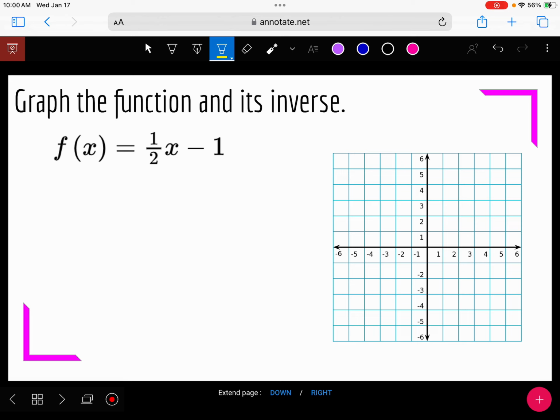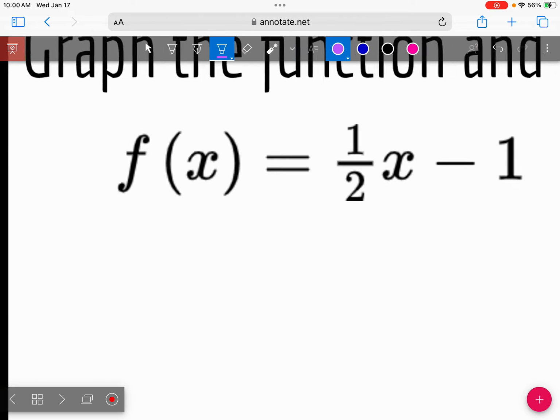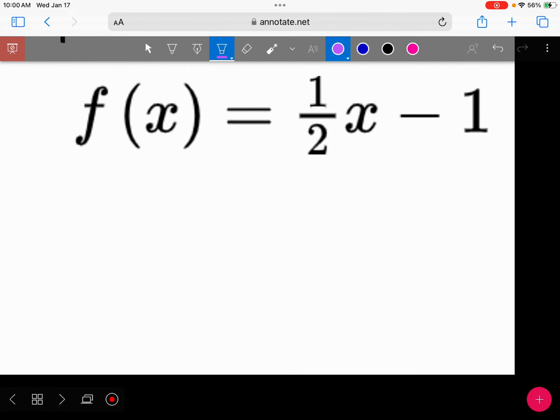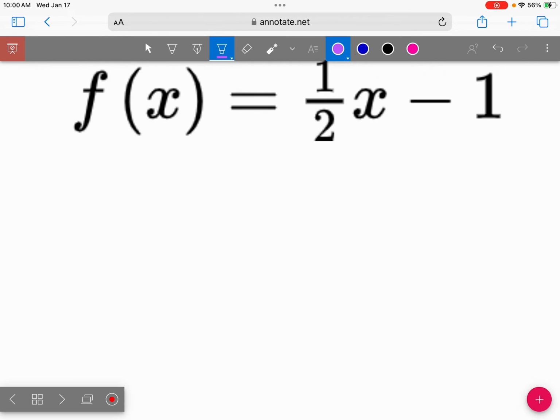Like, I got you. So what we're going to do is graph this function and its inverse. So what that means is I need to have the inverse to be able to graph it. So that means I need to find my inverse for this equation. So just like we did in the bell work, I'm going to find the equation for my inverse first, and then we'll graph both at the same time.